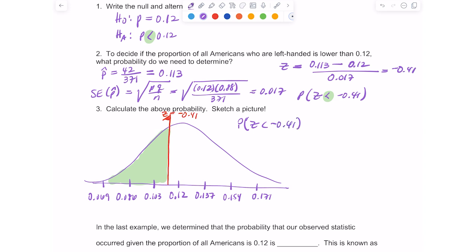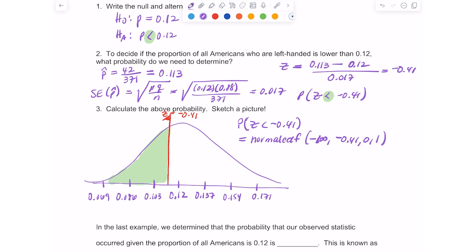And to do that, I need to use either a table or technology. I'm going to use technology. I'm going to look for normal CDF. My lower bound here is negative 100. My upper bound is my flag in this case, so negative 0.41. My mean is 0. My standard deviation is 1.